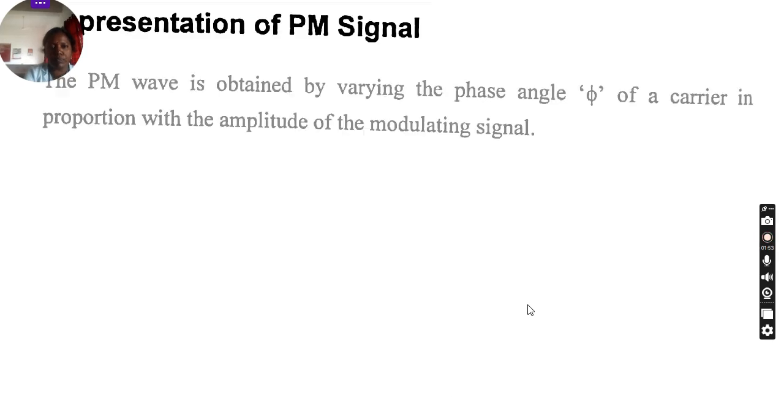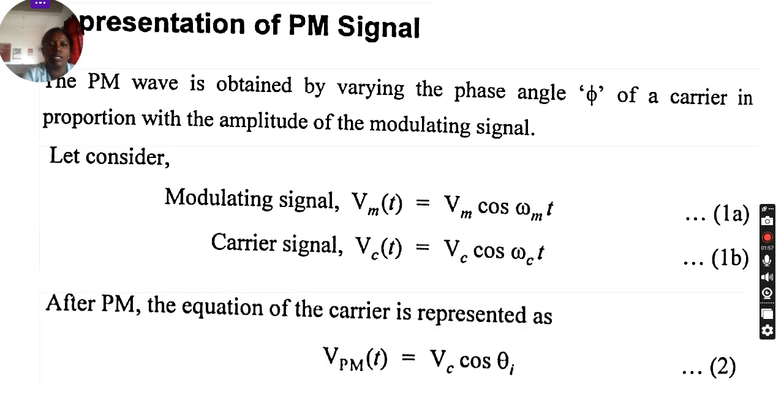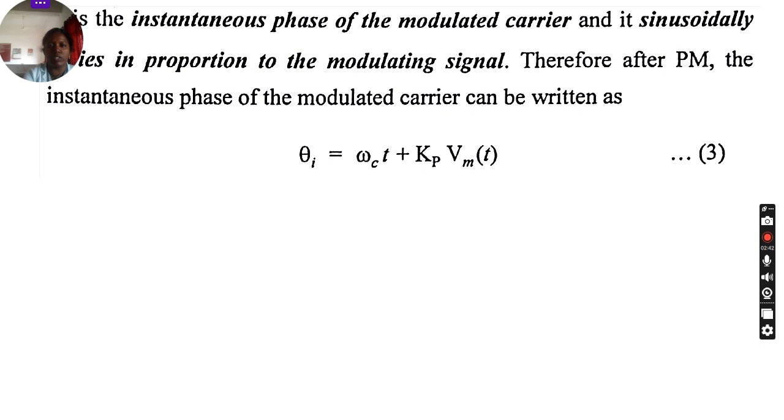Next, how do we represent the PM signal? We can obtain it by varying the phase angle phi of the carrier in proportion with the amplitude of the modulating signal. The modulating signal, that is the message signal or baseband signal, is Vm of t equals Vm cos omega mt. That is equation number 1. Here m represents the modulating signal. In the carrier signal we use c, so Vc of t equals Vc cos omega ct. After modulation, the equation of the carrier is represented as Vpm of t equals Vc cos theta. That is equation number 2.